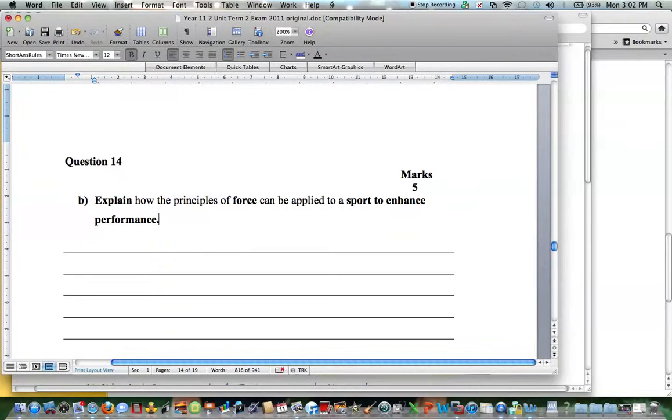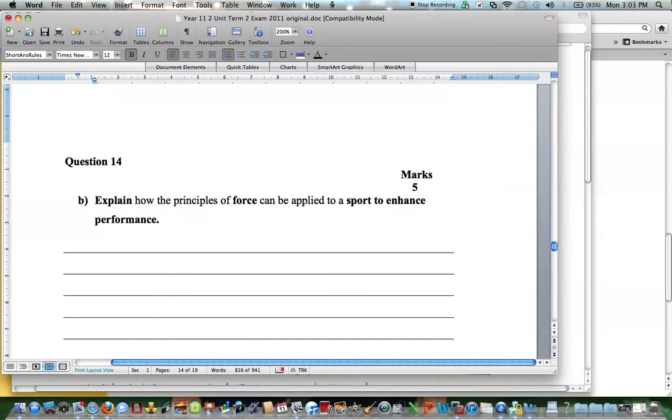Question 14b asks students to explain how the principles of force can be applied to a sport to enhance performance. This question was worth 5 marks. The key parts were "explain", the key term "the principles of force", and how they can be applied to a sport to enhance performance. So it's very similar to the previous question.